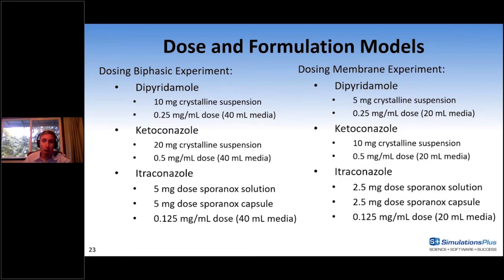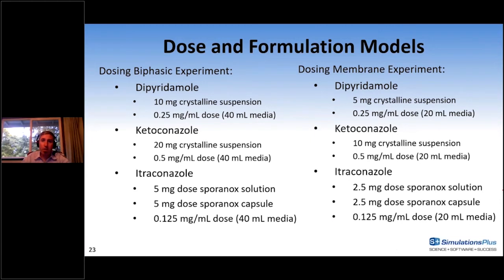So one thing that they did was they equalized the concentrations for the doses between the biphasic and the membrane experiment. So if you look at all these concentrations, they're the same. In the membrane experiment, the PIon microdisc profile is a smaller volume, so it's only 20 mils. So they just halved the dose for every compound to get the same concentrations in the in vitro experiment. So we can compare apples to apples in this case. All the concentrations are the same.